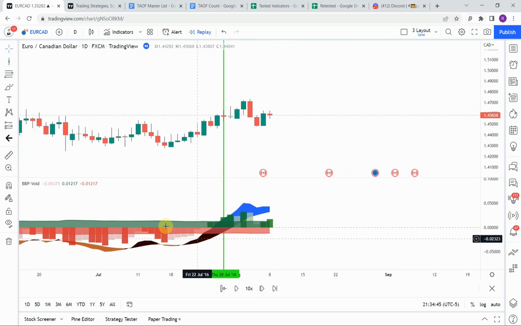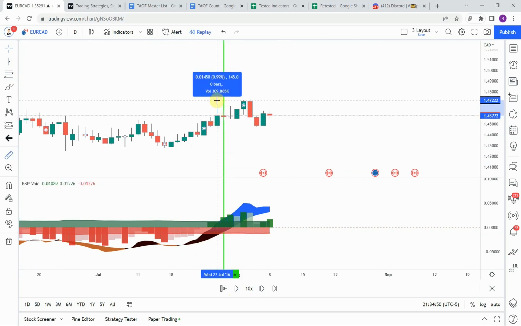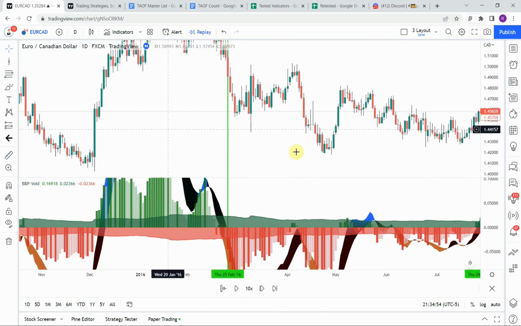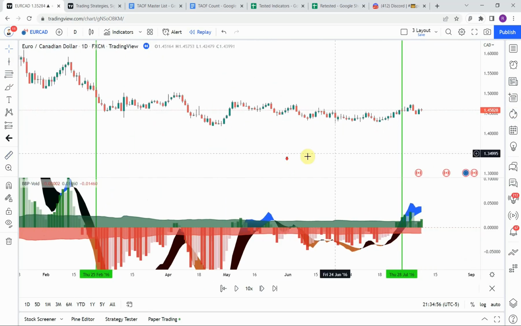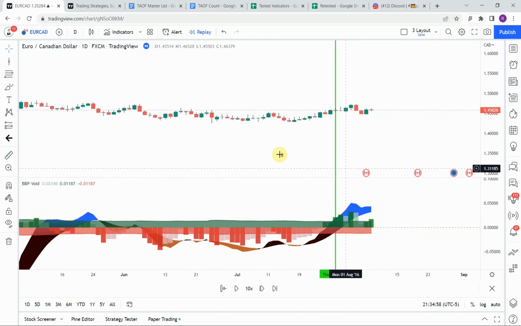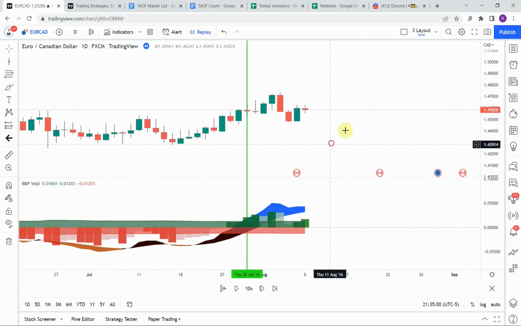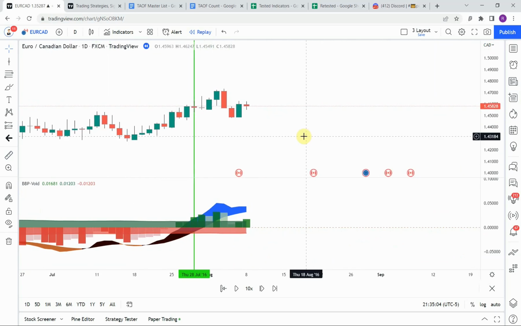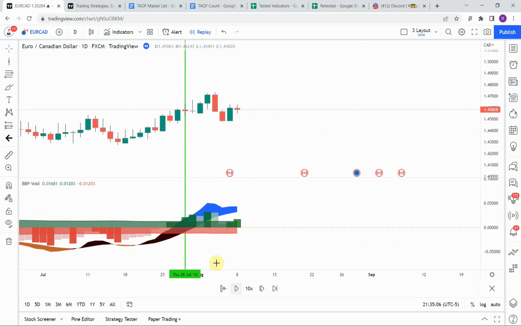All right, so then we pick up a long signal on this side, and we get pretty much an immediate push to the upside, which does come up and get us to our take profit. Yes, it does come up and get us to our take profit. Looks like we're pretty close to the end of the year, so let's go ahead and try to finish this out.